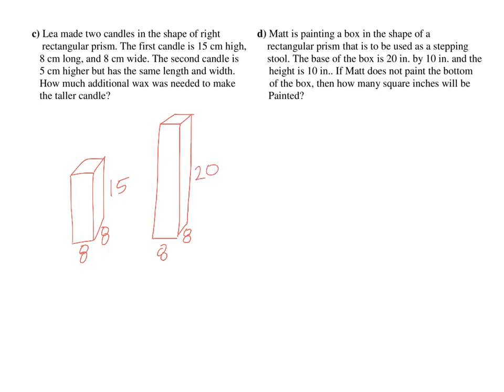All right, how much additional wax was needed to make the taller candle? All right, so how much additional wax? We're talking about space once again. So volume of wax, or additional wax, is equal to the volume of the big prism minus the volume of the small prism.